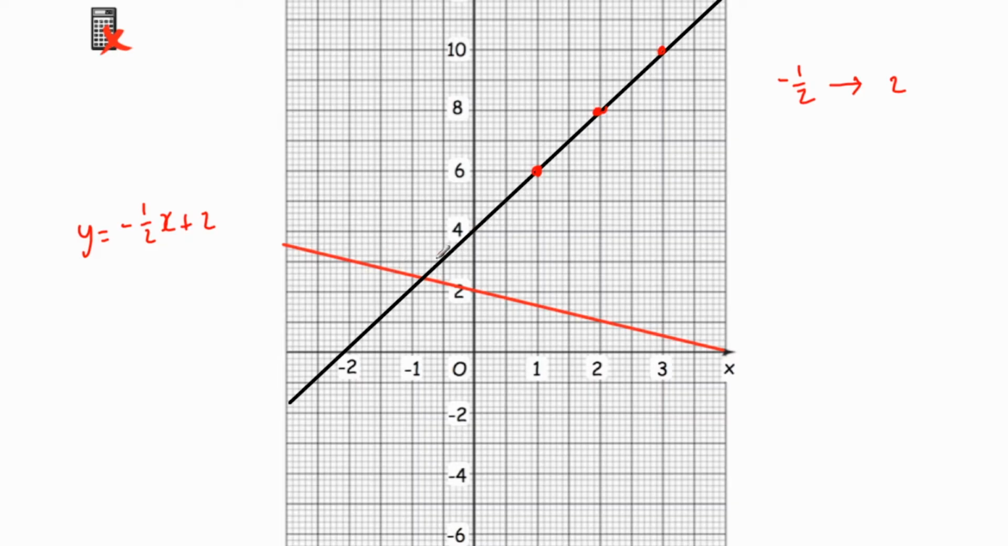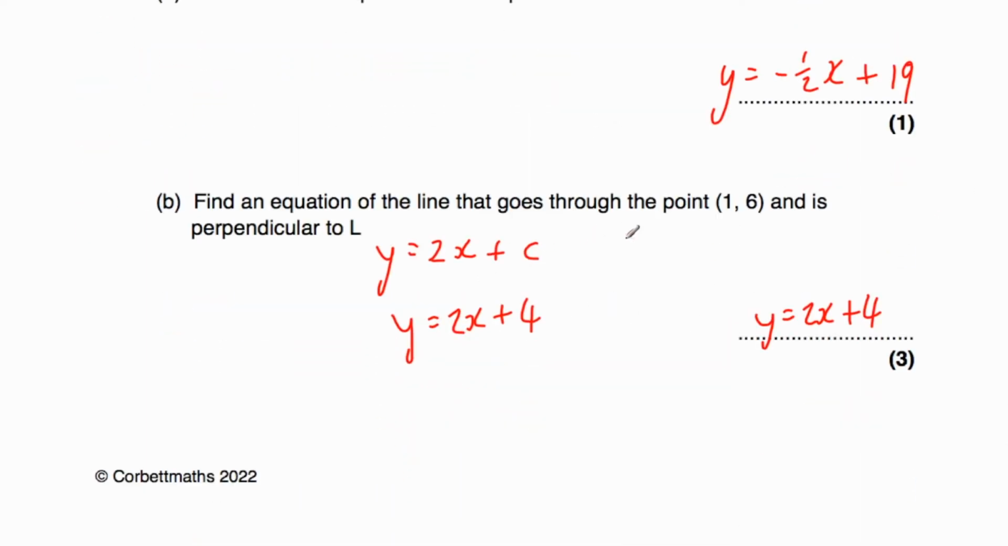Now whenever you look at these two lines, they don't look perpendicular. That doesn't look like a right angle. And that's because of the scale of the axes here. This axis is going up in 1s, 0, 1, 2, 3, and so on. And this axis is going up in 2s, 0, 2, 4, 6, and so on. But if you were to draw these graphs out where you use the same scale, so you went up in 1s here, 0, 1, 2, 3, then they would be 90 degrees. And that's it. So if we have a look, the equation of the line that passes through the point (1, 6) and is perpendicular to L would be y equals 2x plus 4, and that's it.